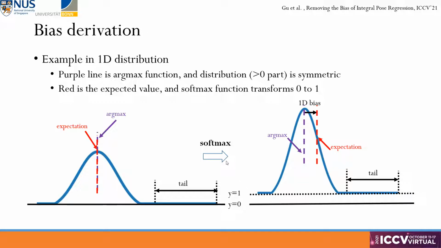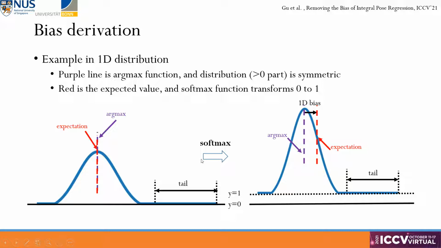We first introduce the induced bias of integral pose regression in the 1D space. Assume we have a 1D Gaussian distribution plus some tail with zero value. As the expected value is the summation of values over all positions, and the values which equal zero in the tail do not take effect, the expected value overlaps with the argmax result because it is symmetric.